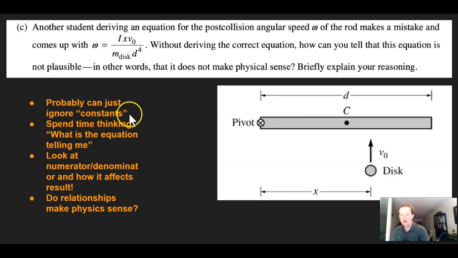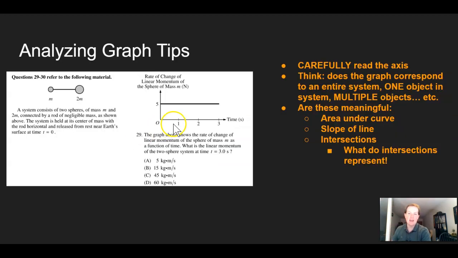Okay, but try and go through these. One, ignore constants if you see them, unless the problem is really nudging you to focus on those constants. All right, but think about what the equation is giving you. Go through it. All right, and then think about that numerator and denominator. Okay, analyzing graphs. These are my last couple slides.